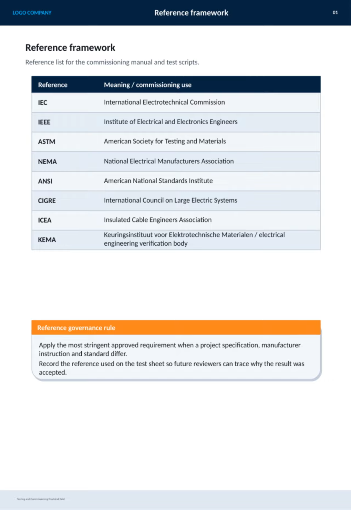Additionally, CIGRE represents the International Council on Large Electric Systems. ICEA is the Insulated Cable Engineers Association, and KEMA serves as a verification body for electrical engineering standards. It's important to apply the most stringent approved requirement whenever there is a difference between project specifications, manufacturer instructions, and standards. Always record the reference used on the test sheet to ensure that future reviewers can understand why a particular result was accepted. This approach guarantees consistency and traceability throughout the commissioning process.